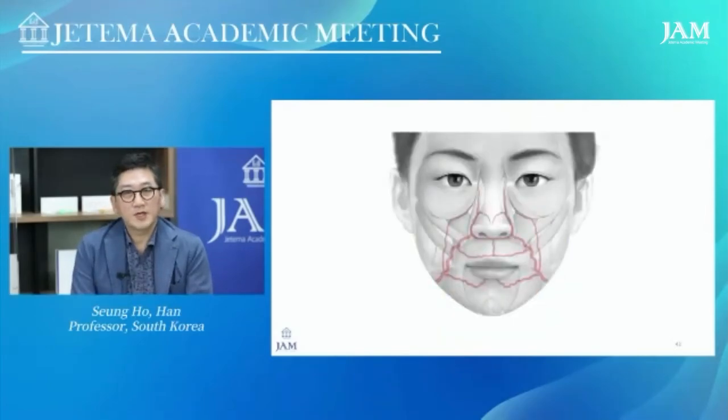We can imagine the main branch of the facial artery on the patient's face like this, but one important point of the facial artery is the area where the artery is located on layer 2, using the septa or retaining ligaments. You can see this slide, the color is different, and then you can see where layer 2 is, where the facial artery is located.